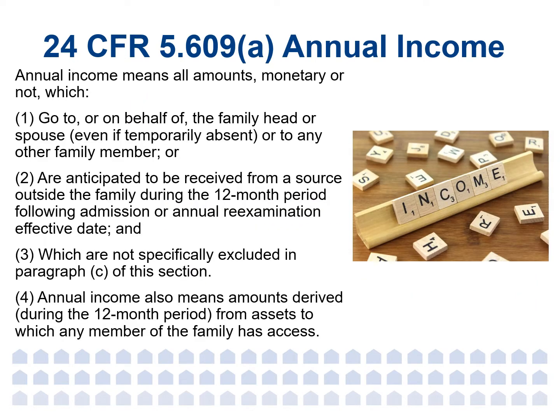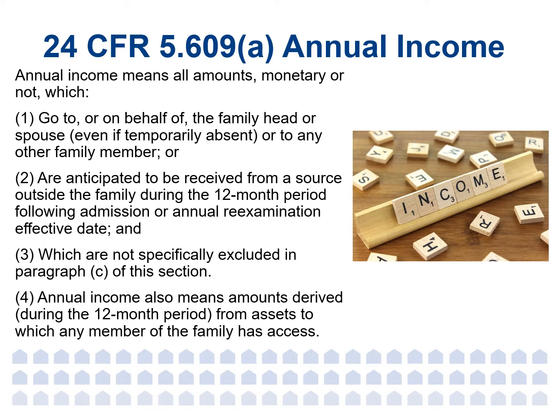HUD defines income in 24 CFR 5.609. Annual income is all amounts received by any family member in a 12-month period that is not specifically excluded in 24 CFR 5.609C, which we will discuss in a few minutes. Annual income is an eligibility criteria for certain programs, such as shelter diversion, ESG-RRH at annual assessment, and HOPWA.